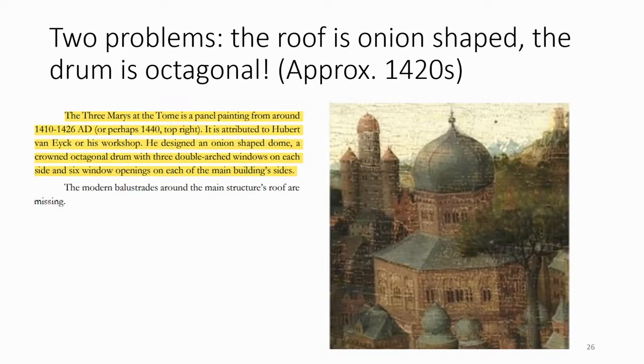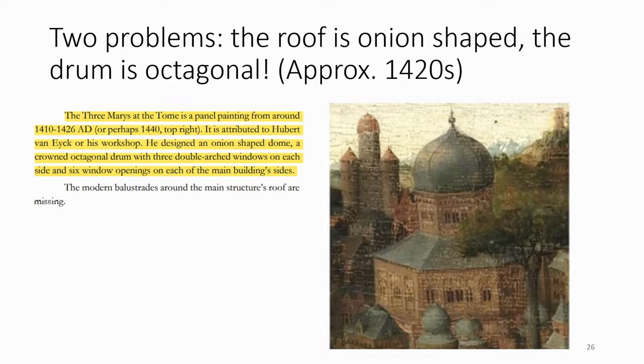Now, we also have some evidence that the roof was onion shaped for a time, and we can see that the drum is octagonal, so there's our confirmation that we were talking about earlier. This is from approximately the 1420s. The Three Marys at the Tomb is a panel painting from around 1410 to 1426 AD, or perhaps 1440. It is attributed to Hubert van Eyck or his workshop.